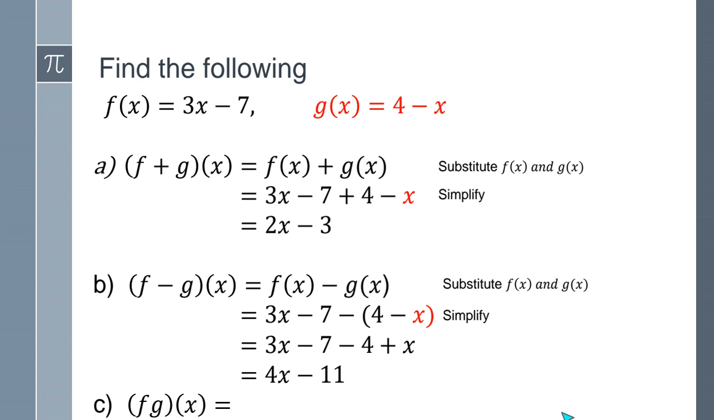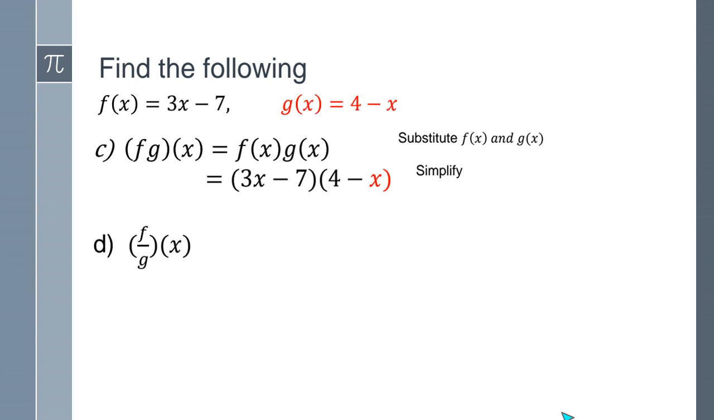We know that they're being multiplied with each other. So let me just substitute that. What they want me to do is just multiply f of x with g of x, and I'll substitute the functions. F of x is 3x minus 7. G of x is 4 minus x. And to simplify, all I have to do is FOIL, right?